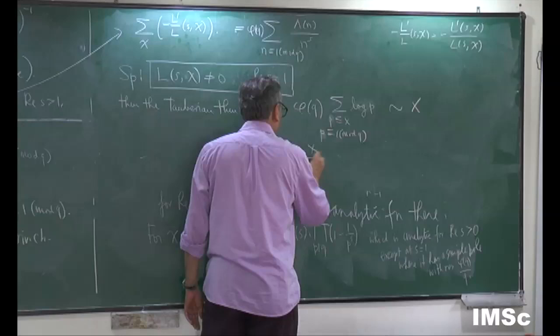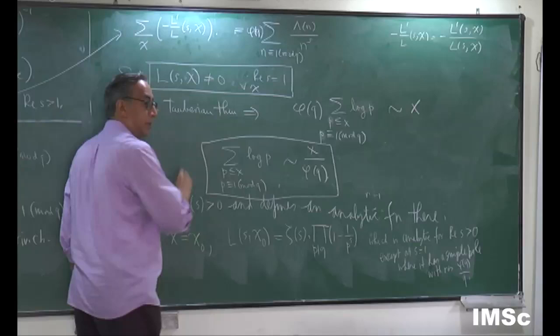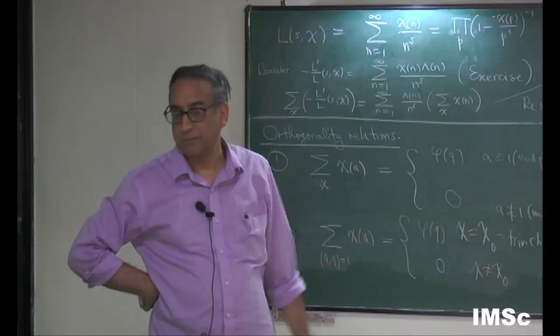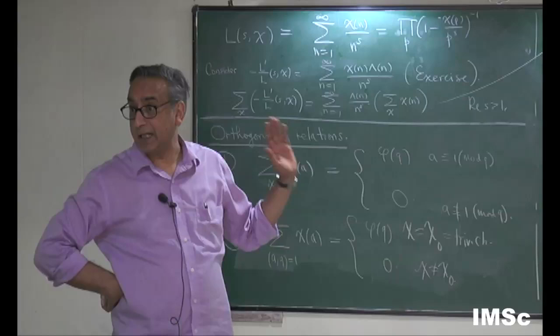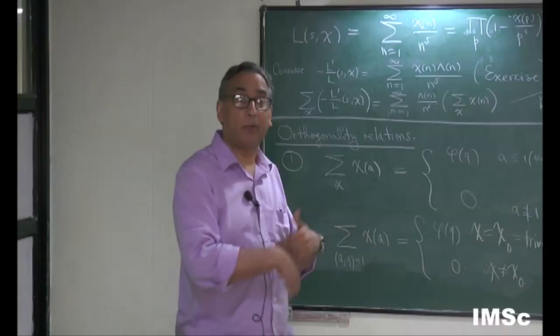is asymptotic to x over phi(q). So this is the generalization of the prime number theorem to the arithmetic progression 1 mod q, though, at the moment. We haven't done it in general yet. So this is not bad. Of course, this is not Dirichlet's theorem. Dirichlet only showed infinitely many. He never got asymptotic formulas, because the Tauberian theory, all this stuff comes much later.